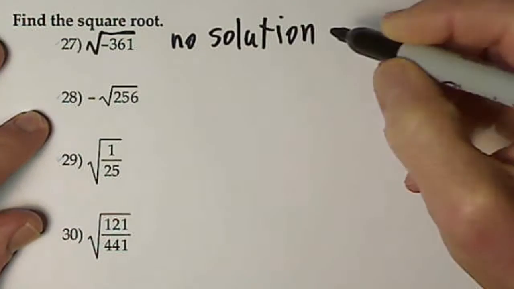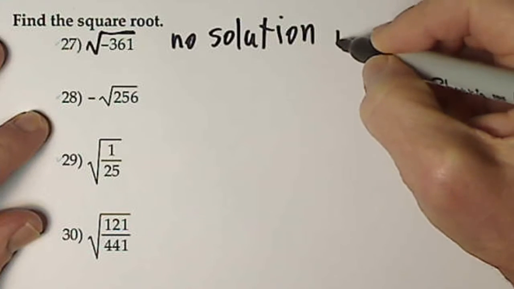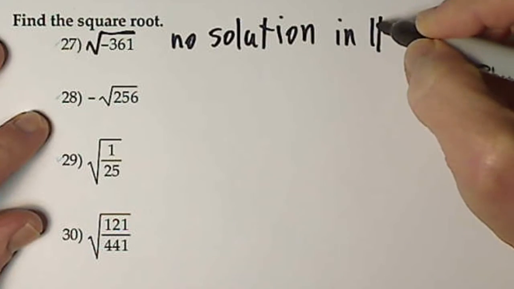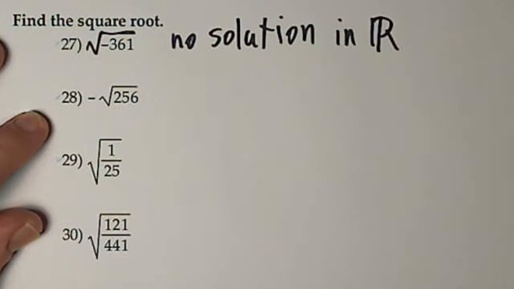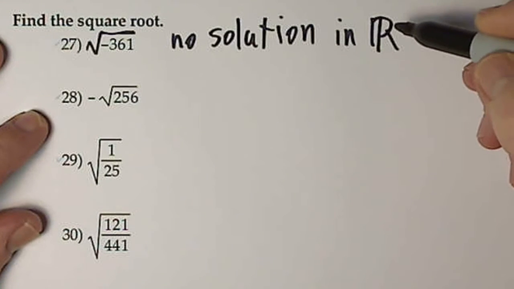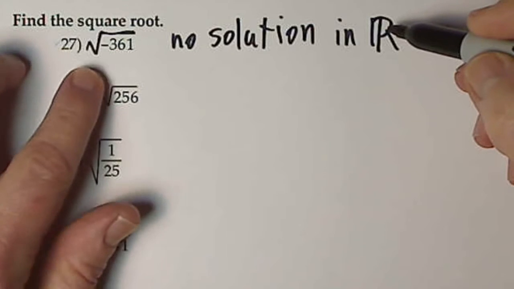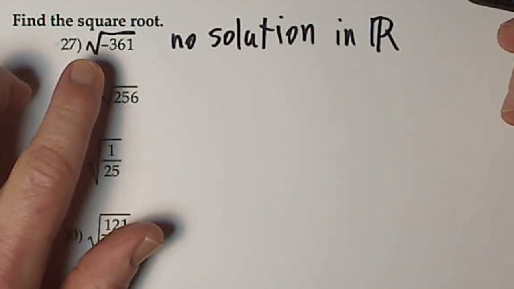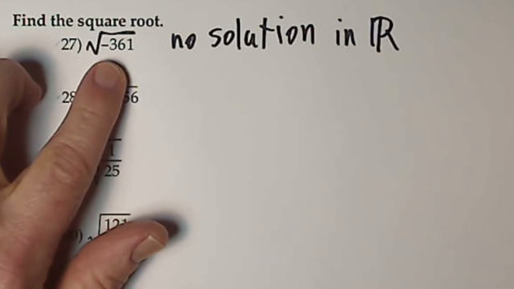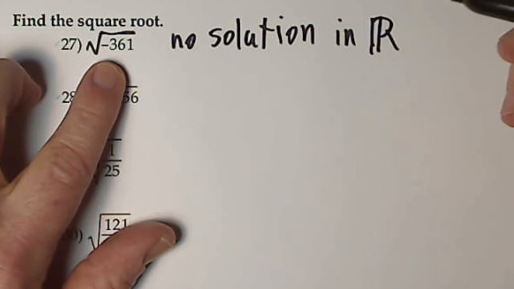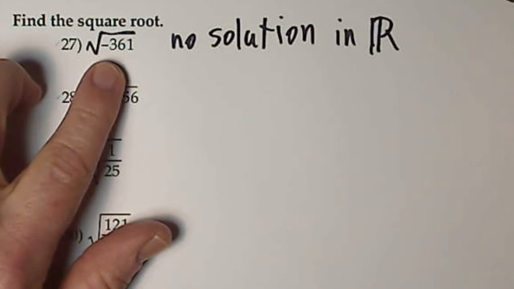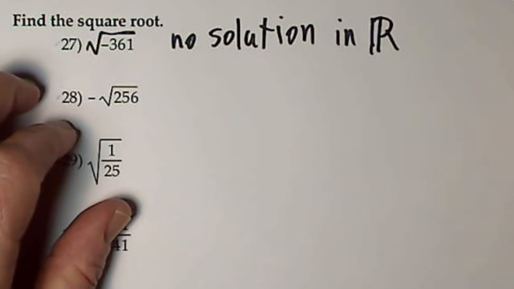Technically there is no solution in the real numbers. Double bar R is a symbol for real numbers. Because there are solutions in what's called imaginary numbers, and we don't cover imaginary numbers in this course, so you're not going to have to worry about it yet. When you get to MAT 1033, you'll have to deal with imaginary numbers.